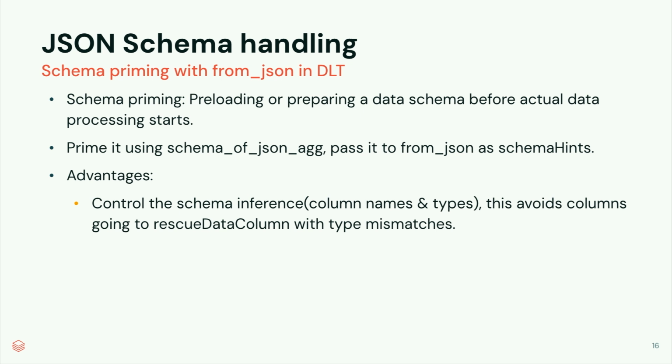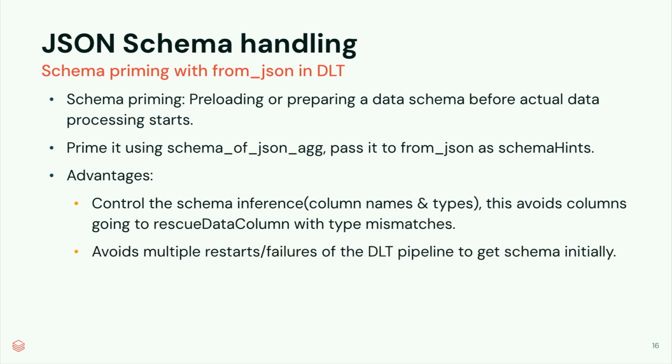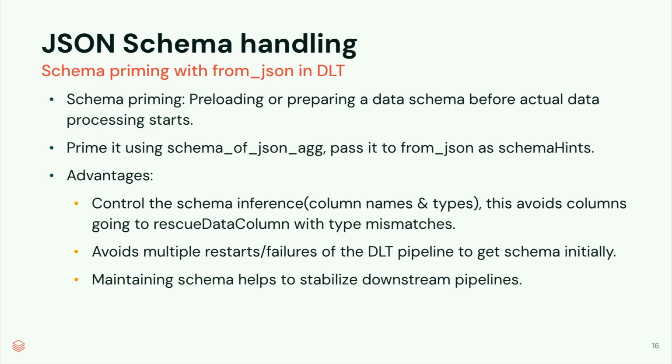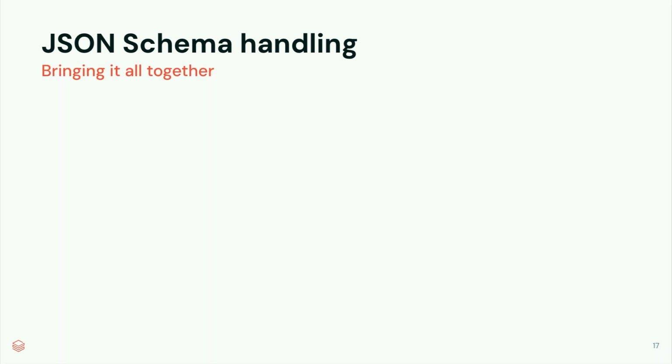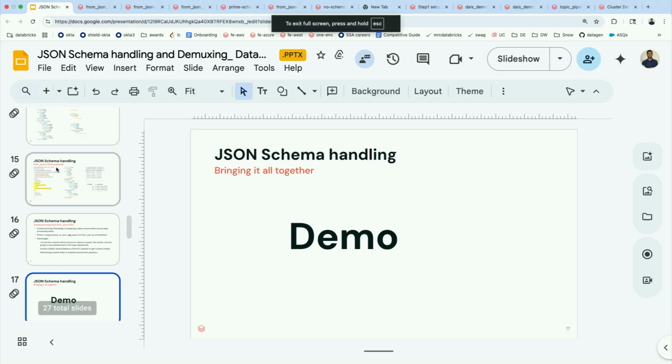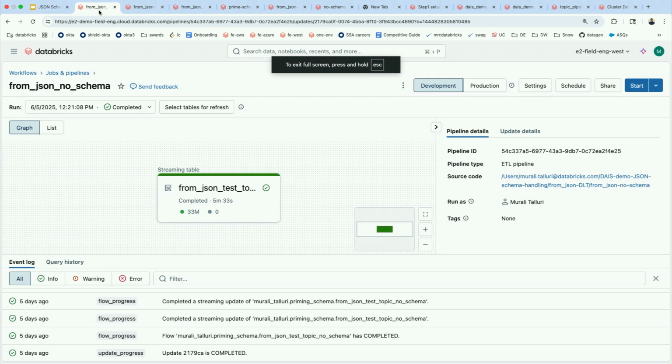Because it's already persisted, it's going to go to the rescue data column. So you want to have some sort of control over the inference and evolution by priming the schema, so that you don't have to worry about the rescue data fields. And you can also avoid multiple restarts of your DLT pipeline. Schema priming also helps you stabilize the downstream pipelines because you know the schema of the data that you're processing, right?